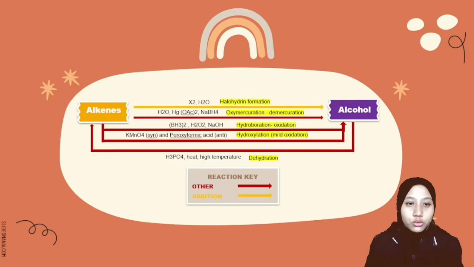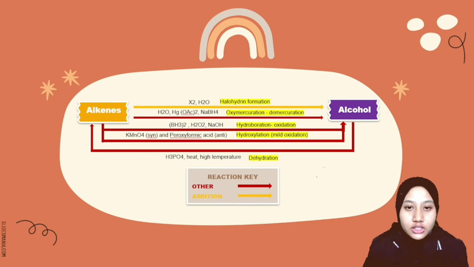Now we go to alkene. There are 4 reactions from alkene to form alcohol. For halohydrin formation, alkene will be added with halogen and water to form alcohol. For the second reaction, we have oxymercuration and demercuration. For oxymercuration, alkene is added with water and mercury, and then for demercuration, we add sodium borohydride to form alcohol.